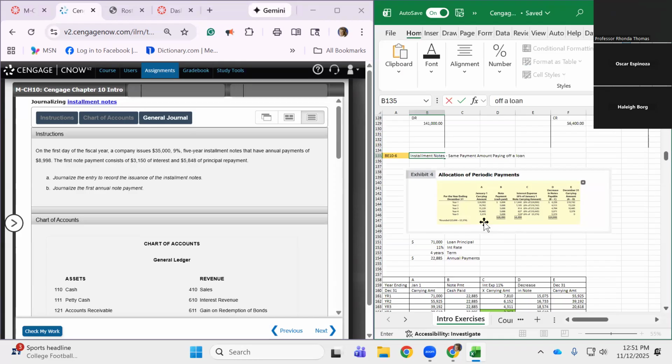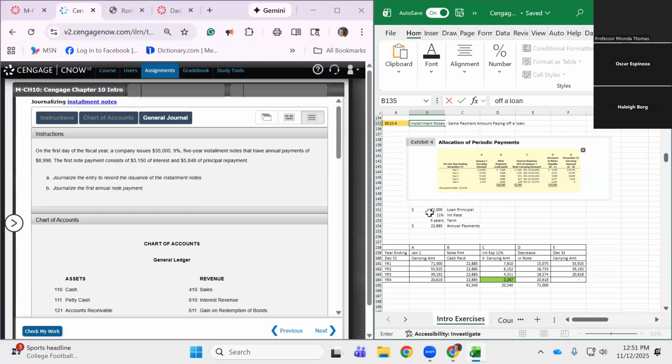All right, so here's where we're at. Let's see what the principal is. The principal is 35,000. Okay, our interest rate is 9%. Our term is 5 years, not percentages, but 5 years, 5-year term.